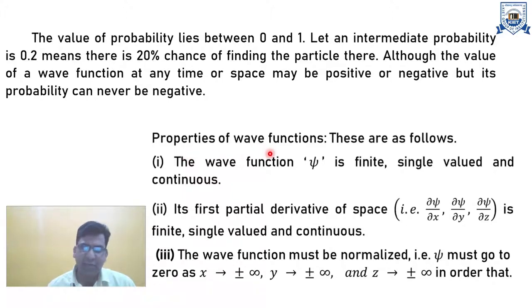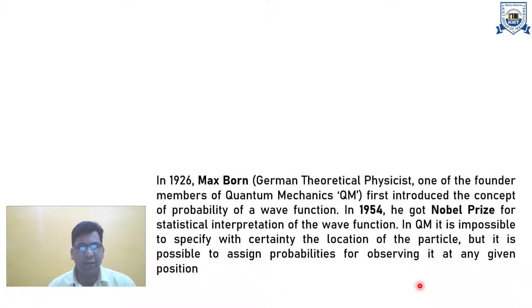Some properties of the wave function are as follows. Number one, the wave function must be finite, single valued, and continuous. Number two, the first partial derivatives with respect to space, del psi upon del x, del psi upon del y, and del psi upon del z, must be finite, single valued, and continuous. Third, the wave function must be normalized, with the limits of x, y, and z each varying from minus infinity to plus infinity.